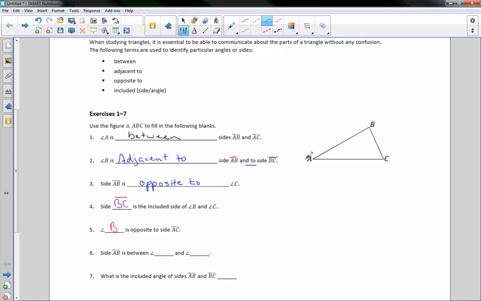Okay, side AB is right here. It is between what two angles? The segment names the angles that create it, so A and B. And then finally, what is the included angle of sides AB and BC? So what angle is included in those two sides? It's the letter that's being repeated. There's a B, there's a B, so the answer is angle B. Angle B is the included angle with those two sides.